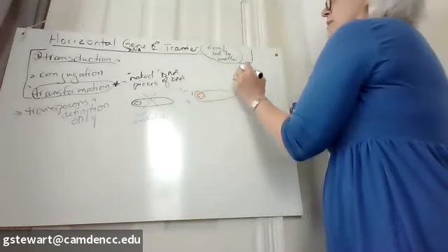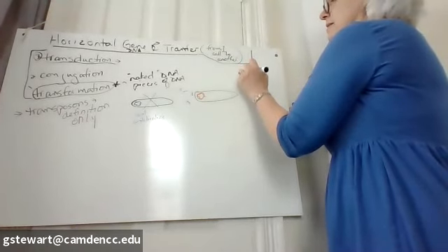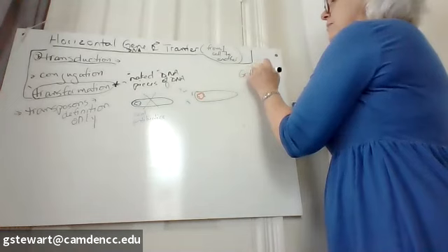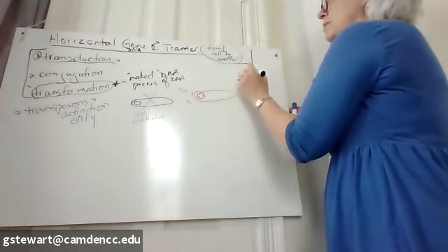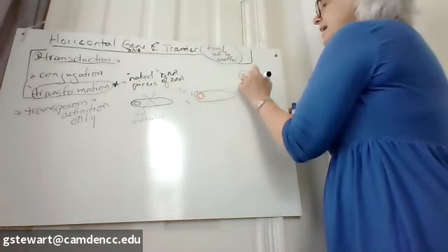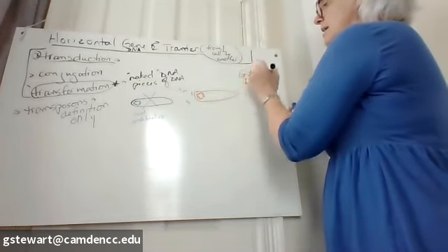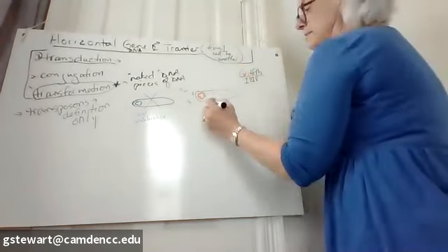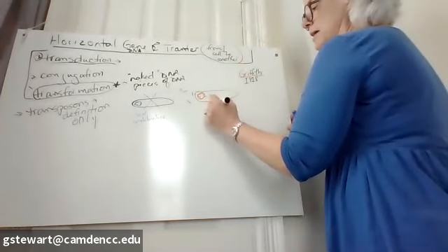This experiment was actually conducted by a man named Griffith in, I believe, 1918. And he wasn't studying E. coli, he was studying Streptococcus pneumoniae.